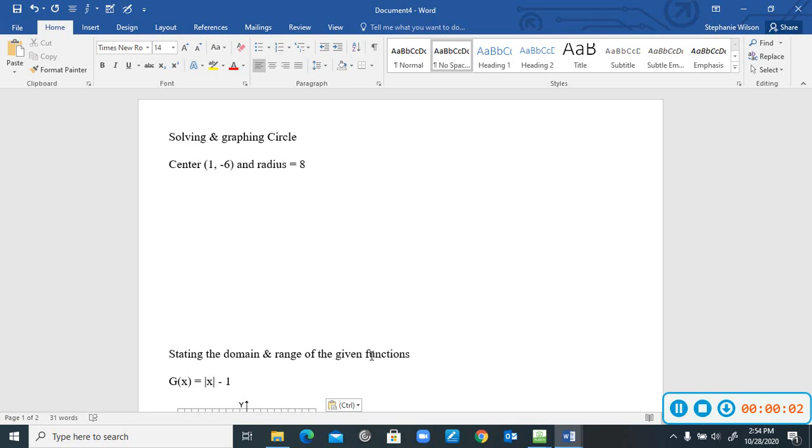So we're going to solve the circles, and we're going to talk about graphing it, and we're also going to solve some functions and define its domain and range. So let's start with the circle first.